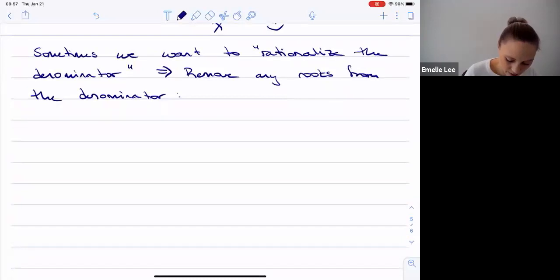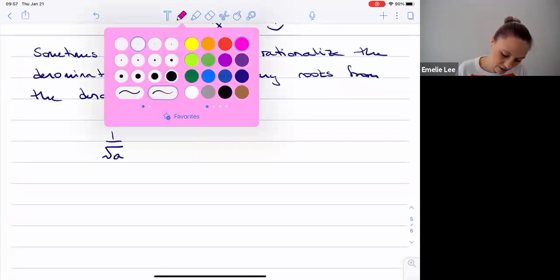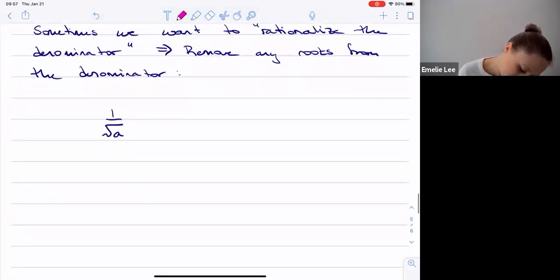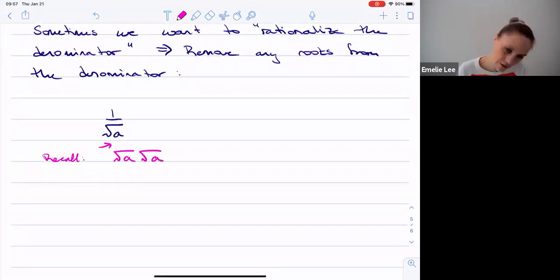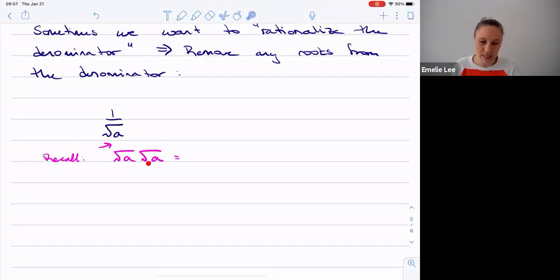So for example, we'll start with 1 over root A, just like the example in the notes, and then I'll do one with actual numbers. But what you want to do is recall that root A times root A, okay? Let's just remember what that means. Eventually, you're just going to see this and say, oh, it's just A, right?